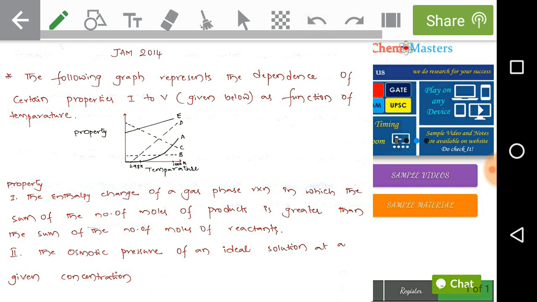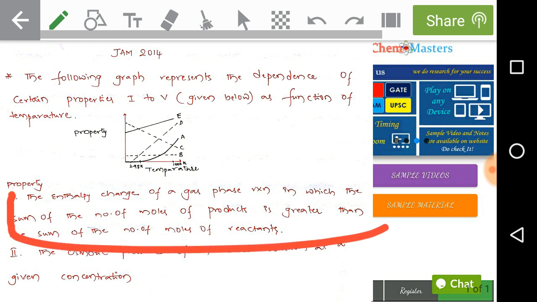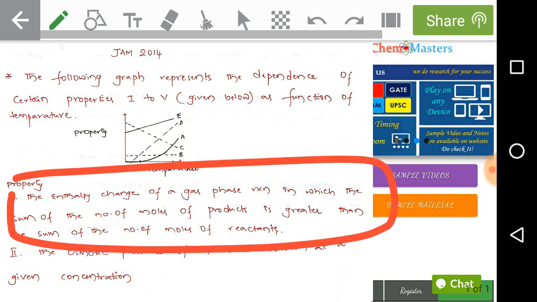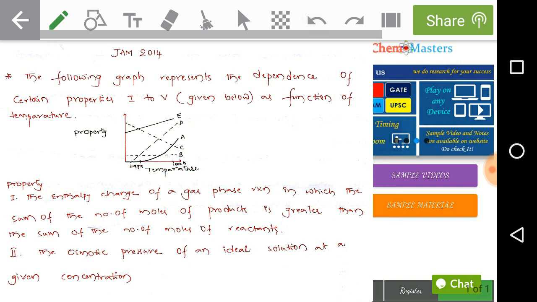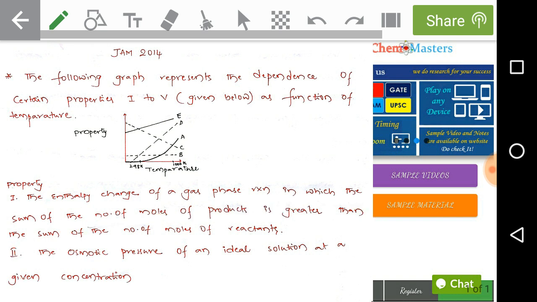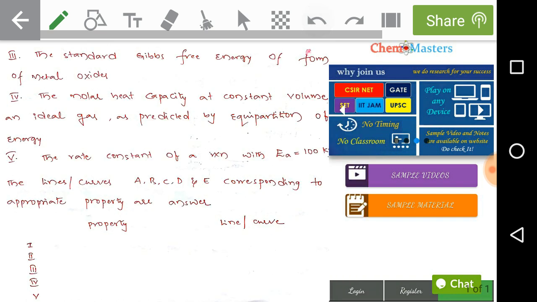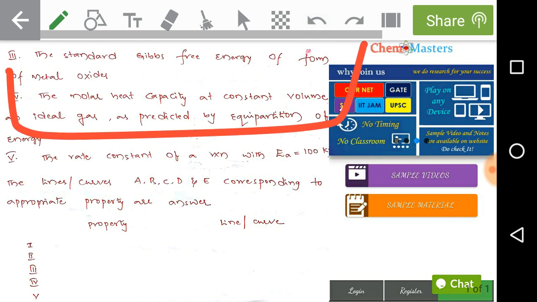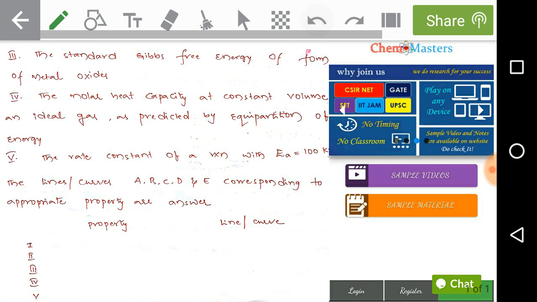Okay, right. Just look at the first property given. The enthalpy change of a gas phase reaction in which the sum of the number of moles of products is greater than the sum of the number of moles of reactants. Second property given is the osmotic pressure of an ideal solution at a given concentration. A third property, the standard Gibbs free energy of formation of metal oxide.